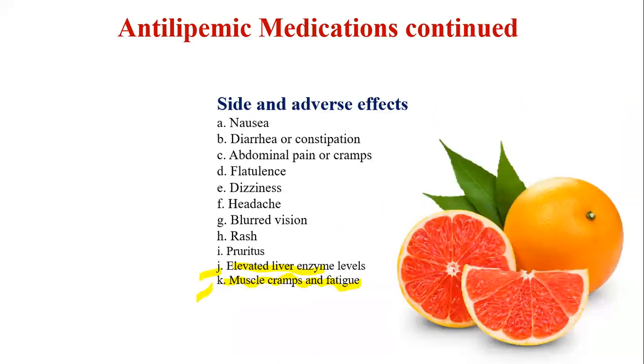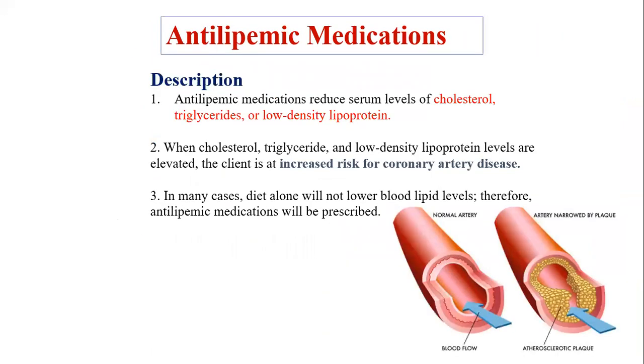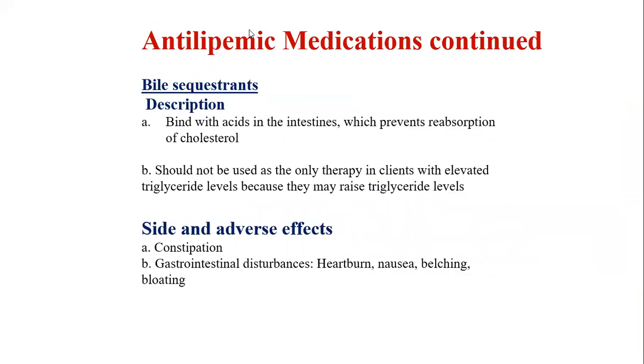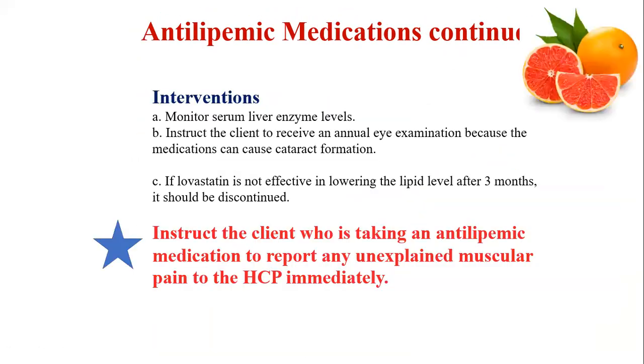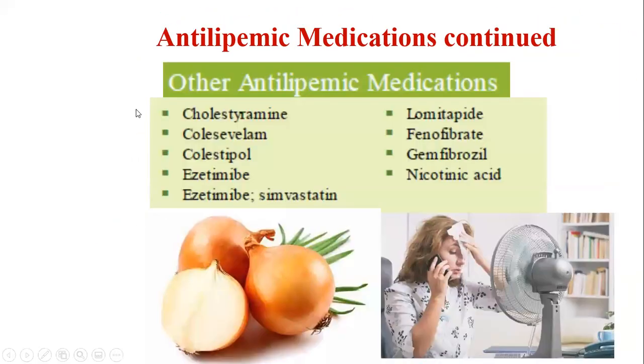Another common drug group we use is called bile sequestrant, bile acid sequestrant. So in this group, basically the drugs are here: cholestyramine, ezetimibe, gemfibrozil, and nicotinic acid.